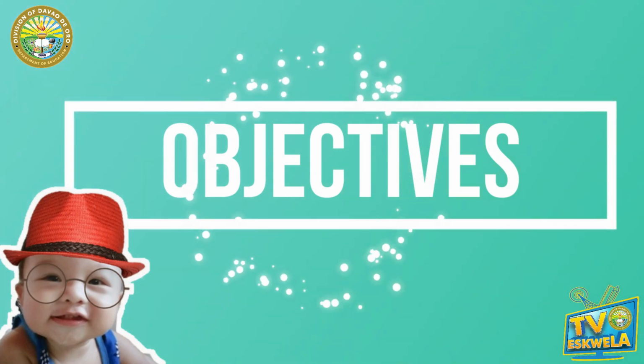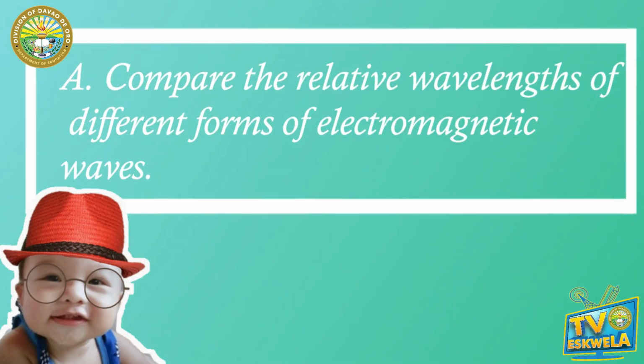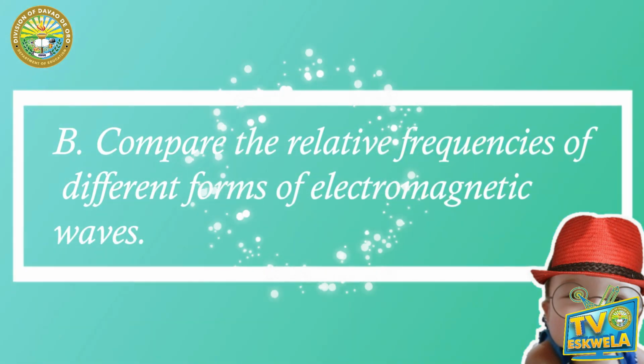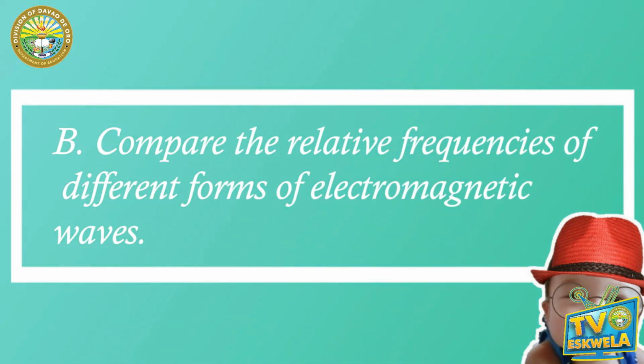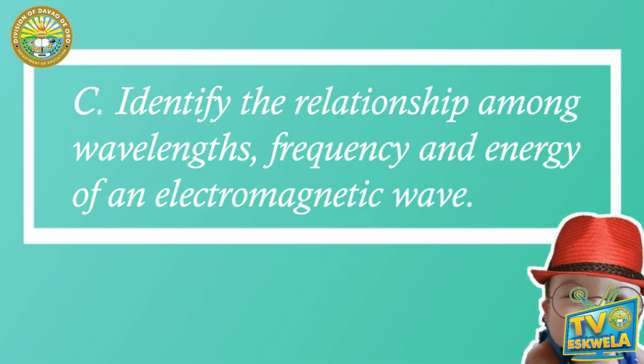After watching this video, the learners are expected to: A. Compare the relative wavelengths of different forms of electromagnetic waves. B. Compare the relative frequencies of different forms of electromagnetic waves. And C. Identify the relationship among wavelengths, frequency, and energy of an electromagnetic wave.